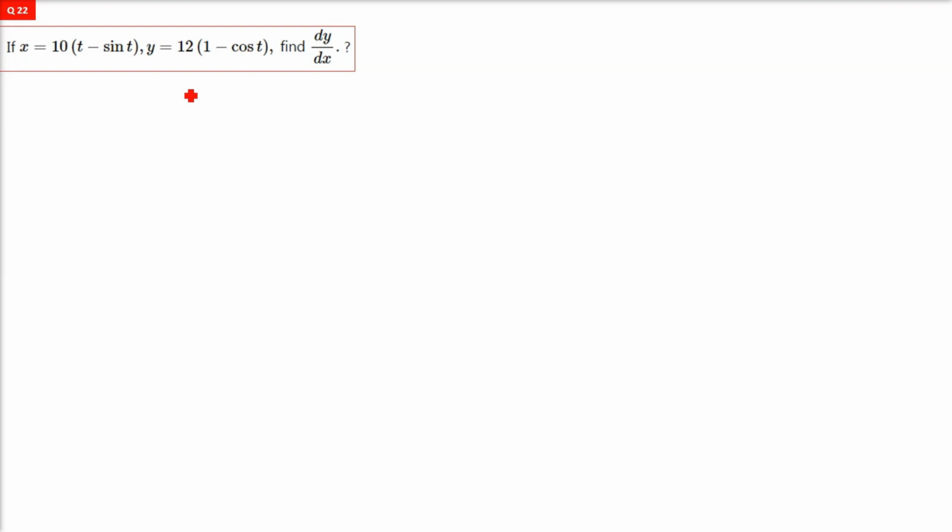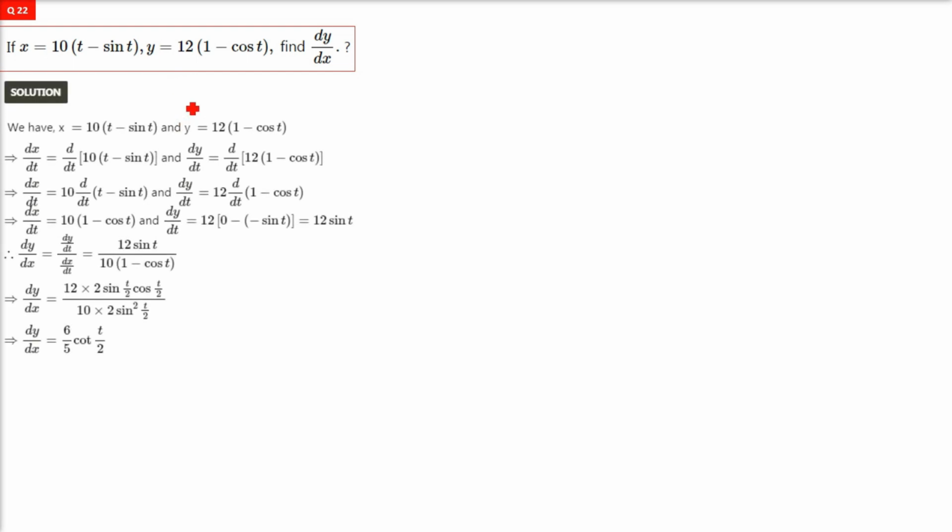X is equal to 10 into (t minus sine t), y is 12 into (1 minus cos t). We have to find dy by dx. And we will do the same way which we have been doing up till now. Dx by dt. So 10 we'll talk about it later. Differentiation of t is 1, sine t is cos t. 10 into (1 minus cos t).